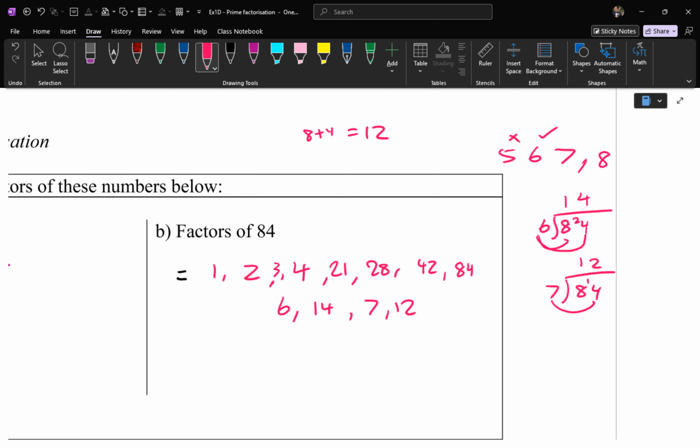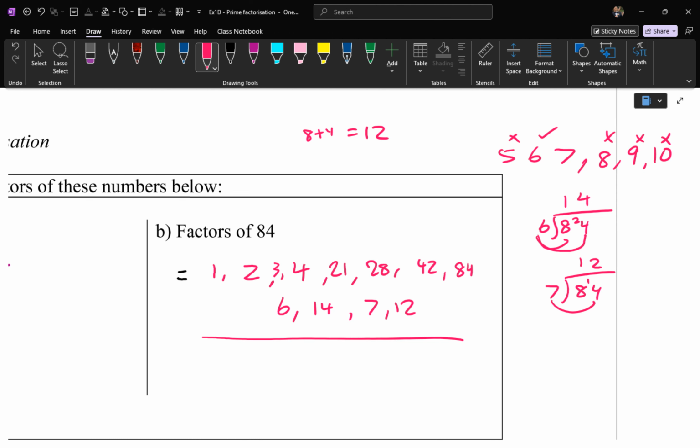No, because we know 8 times 10 is already 80, and then 8 times 11 is 88. It can't be 84. So 8 definitely doesn't work. What about 9? No, because 9 times 9 is 81 already, so it can't actually get you 84. So 9 doesn't work. What about 10? No. We're pretty much done.